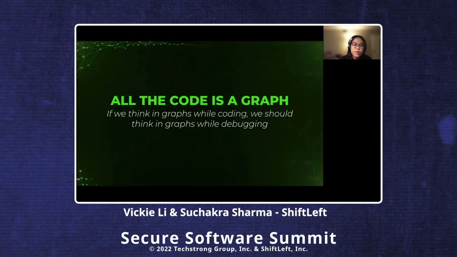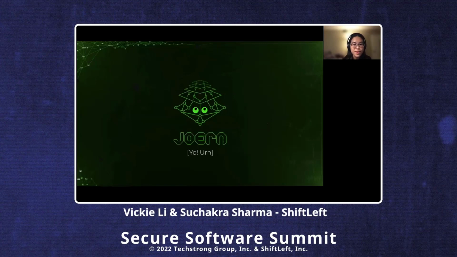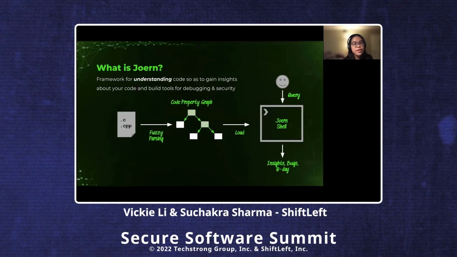So in the end of all of this, we can realize that we can represent your program or your application in a graphical format. And by doing so, we actually gain a really powerful tool that we can use to understand the interrelationships and the properties of the program that we can then use for debugging purposes or for vulnerability hunting purposes. So the tool we're presenting today is called Joern. Joern is basically a framework for understanding code to gain insight about your code and to build tools for debugging and for security purposes.